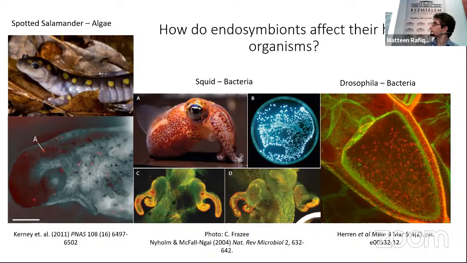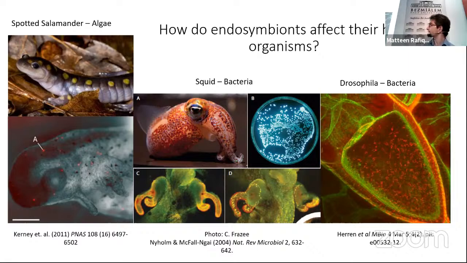Here are some of the examples that I have always been showing. This is a spotted salamander. It has algae on its skin surface. These algae, which are green algae, produce sugars through photosynthesis. If the salamander sits in the sun, it absorbs the sugar through its skin and uses it for its energy.